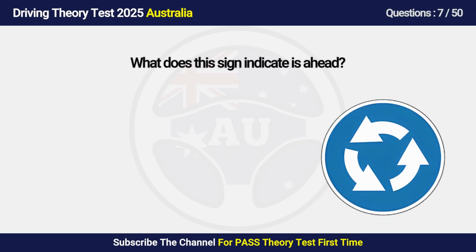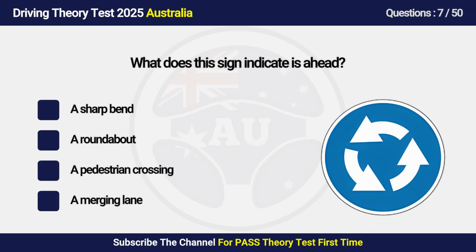Question 7. What does this sign indicate is ahead? A. A sharp bend. B. A roundabout. C. A pedestrian crossing. D. A merging lane.